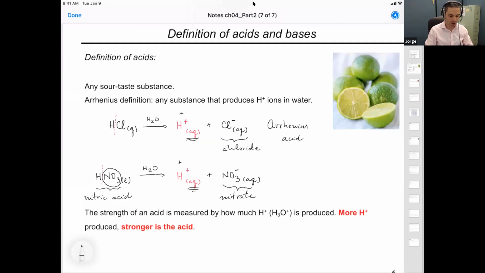And we can rank different acids as a function of their strength. The strength of an acid is measured by how much H+ is produced. More H+ produced means the stronger the acid. In other words, the more ions produced, the stronger the acid is in solution.